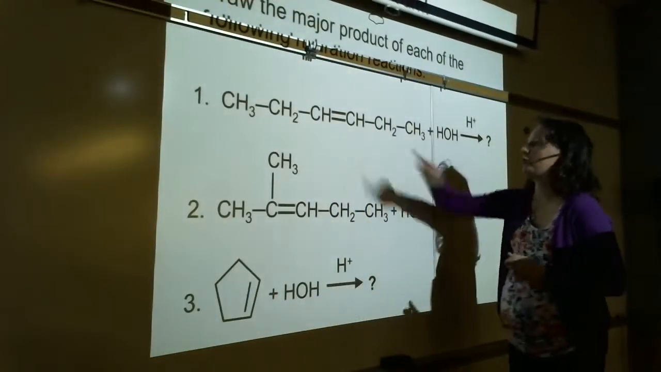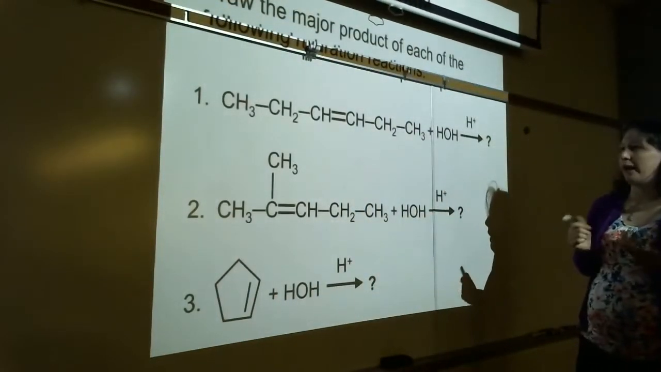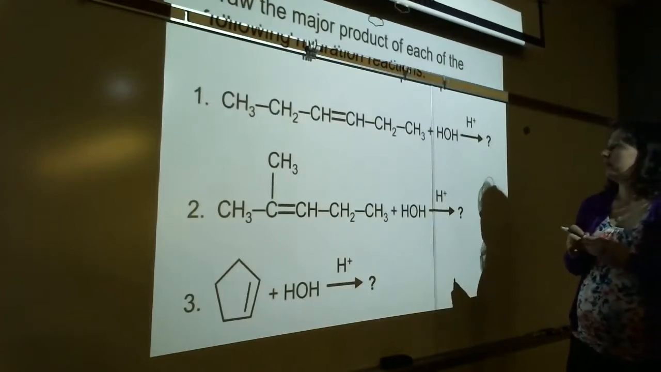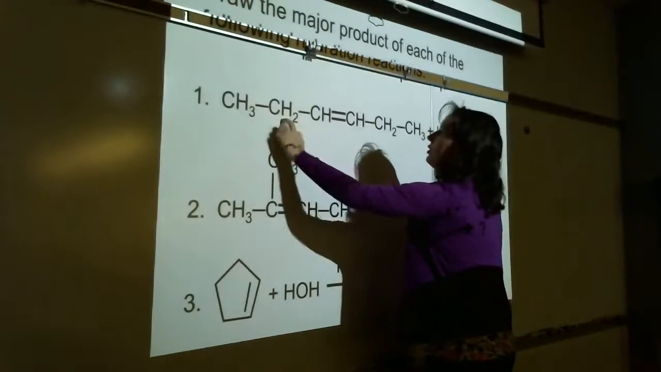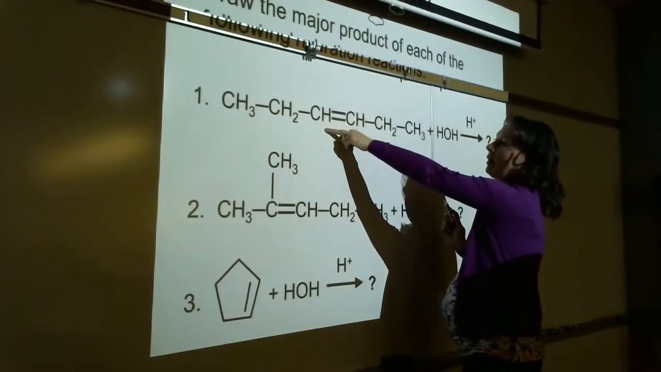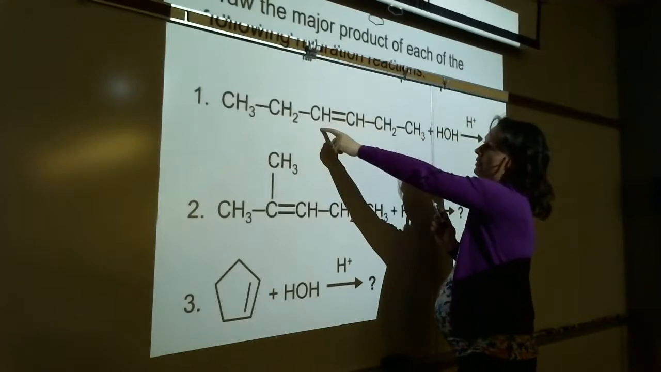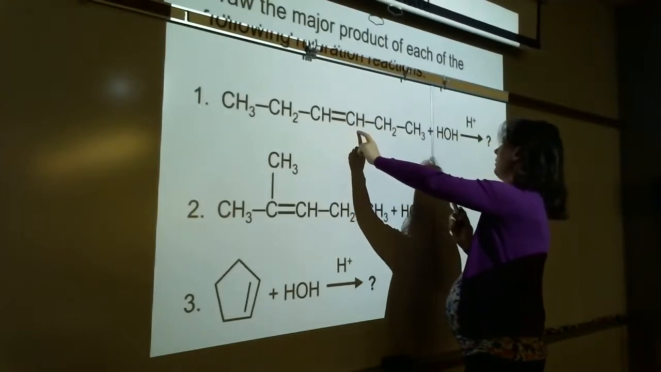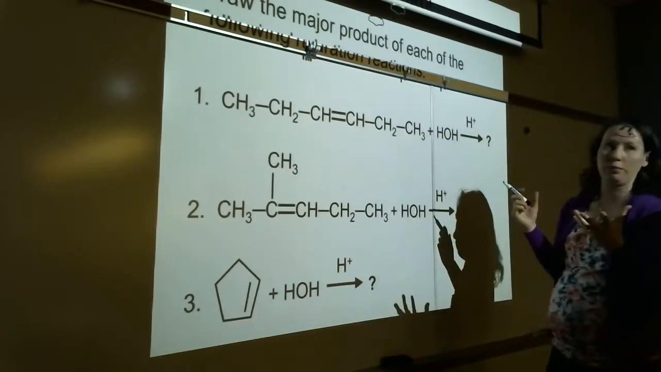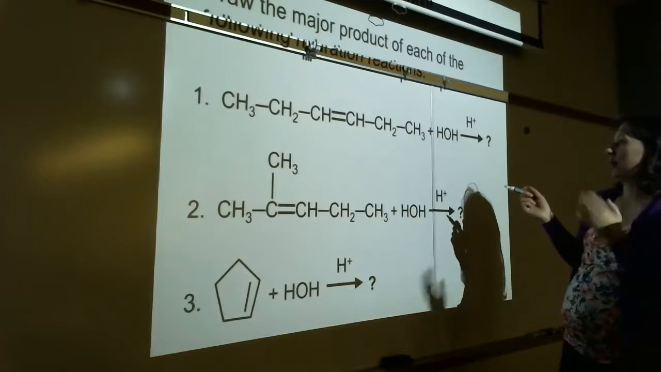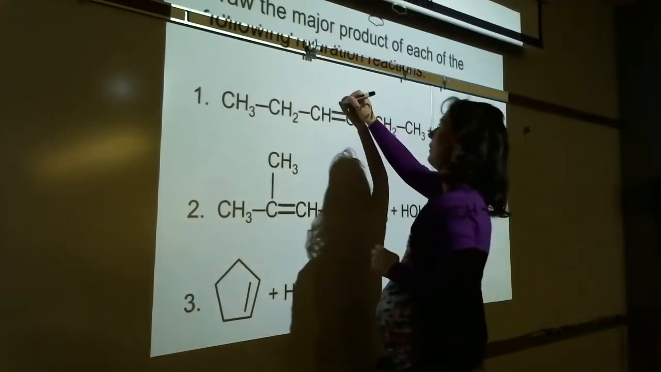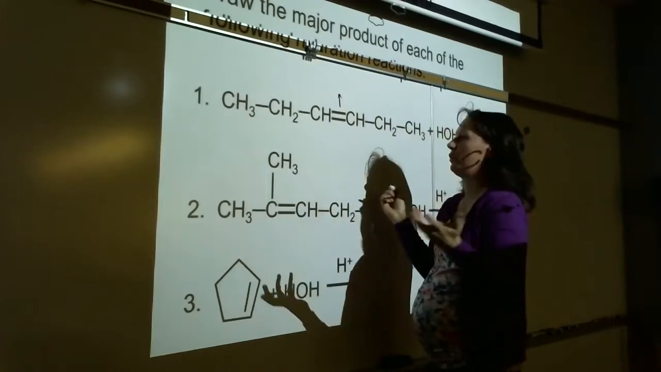So we're looking at the first one. Does one carbon have more hydrogens than the other? This is a 1, 2, 3, 4, 5, 6 carbon chain. The double bond is right there in the middle. This carbon has one hydrogen, and this carbon has one hydrogen. Is one of them going to give you a major product? No, it's not. And you can also demonstrate it to yourself by drawing both options and seeing if they're different molecules or if they're the same.